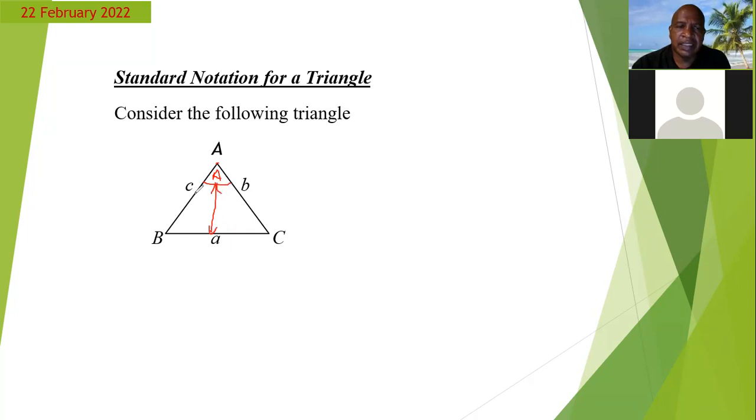And the side c is opposite to the angle C. And the side b is opposite to the angle B. So that's the general way, or the standard, that we use to label our triangle. So it's something that you have to pay attention to because this is how it is normally done.